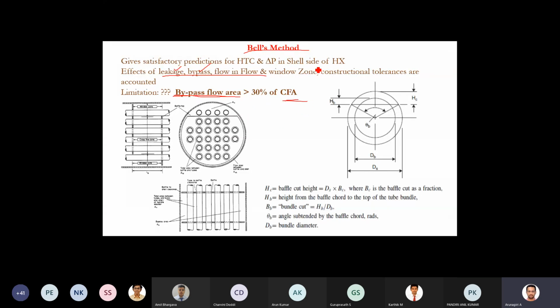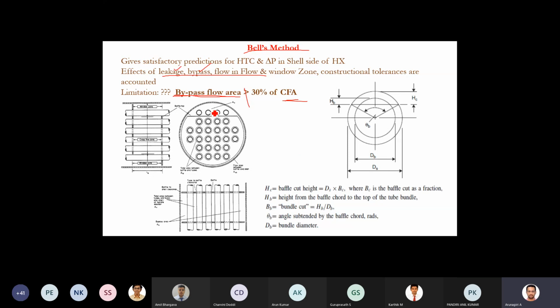In such cases, the predicting ability of this Bell method is again a question mark. Okay, so this is the limitation: bypass flow area should not be greater than your cross flow area. Before going to this Bell-Delaware method, we can understand some of the concepts related to the estimation of different things involved in these correction factors.